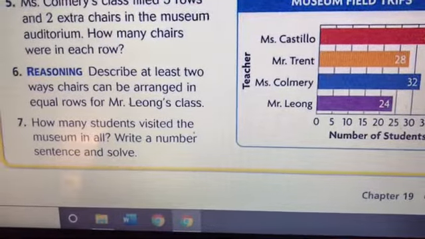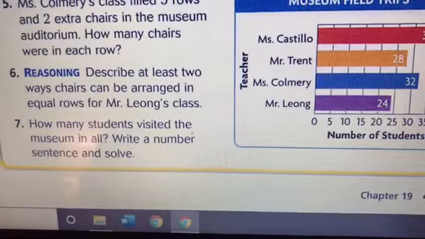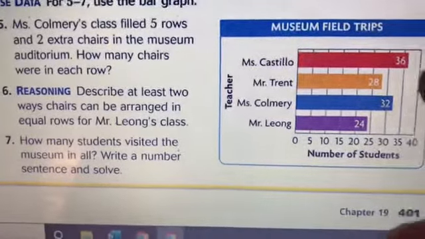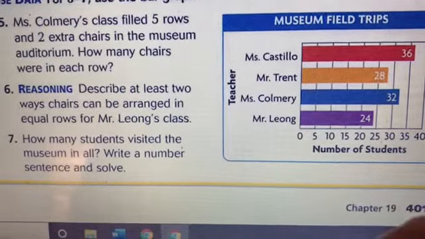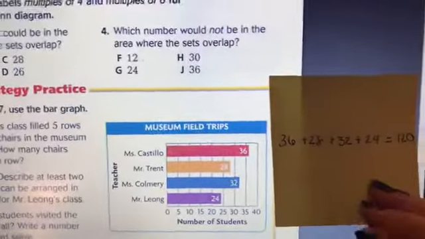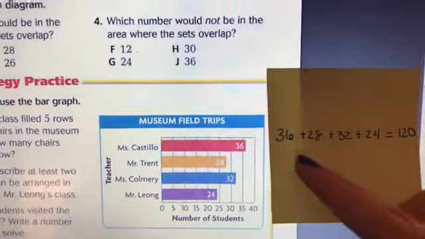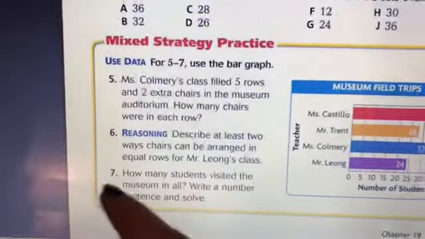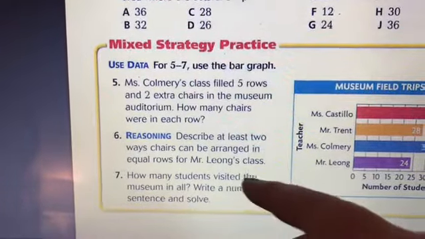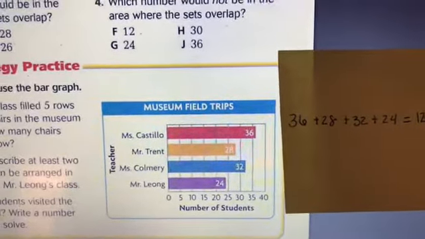Number 7 says, how many students visited the museum in all? Write a number sentence and solve. So one way we could do it is we could go ahead and write all of our numbers down and then write our answer. Let's see what that would look like. So I went over here and I wrote my number sentence. I wrote down each class, how many students they had, and when I added it all up, I got 120 students total. So did that answer our question? How many students visited the museum in all? 120 students.